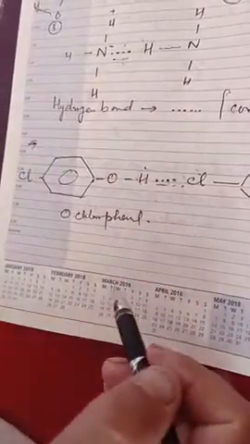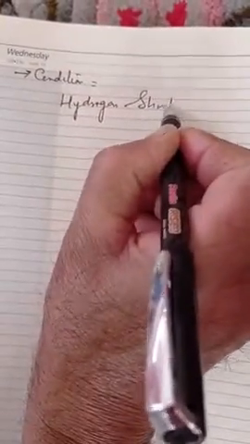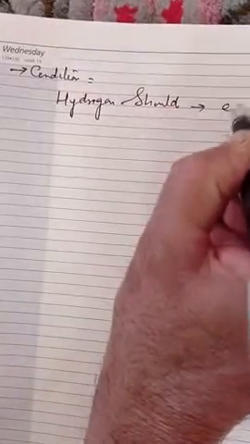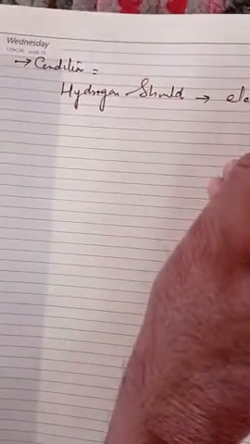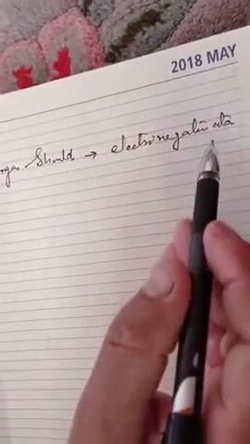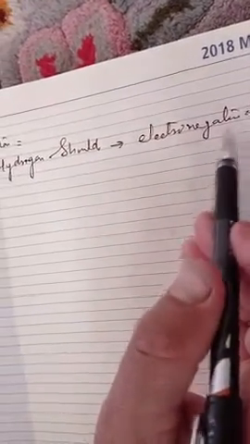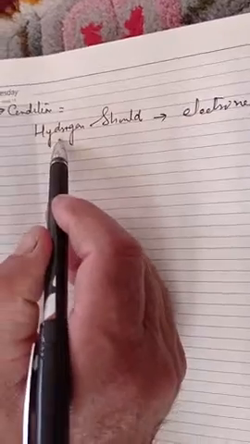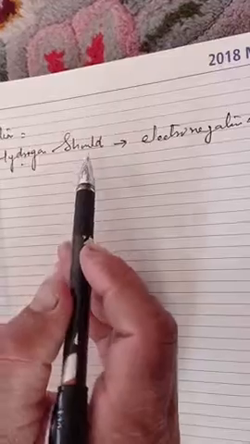Now what are the conditions of hydrogen bonding? Number first, hydrogen should be covalently bonded with an electronegative atom, so that the electronegative atom attracts the shared pair of electrons, the hydrogen attains positive charge, and the electronegative atom attains negative charge. Electric dipoles are formed, so then the hydrogen bond is formed.